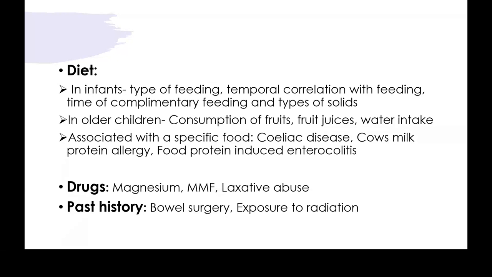Always it's important to get a detailed diet history. You have to have a 24-hour dietary protocol as well as get the relevant information with regard to the diet. If it is an infant who is coming with chronic diarrhea, you have to ask about the type of feeding. What is the relationship of the diarrhea with feeding? Was complementary feeding already started? What types of solids are being given? And what types of liquids are being given as well? In an older child, consumption of fruits, fruit juices, water intake, all these are important.